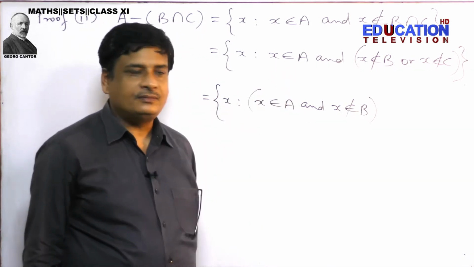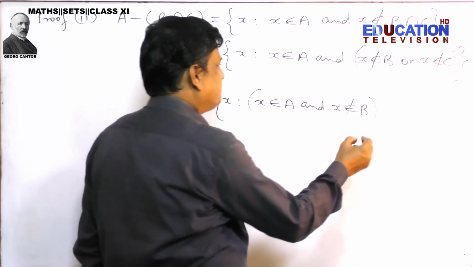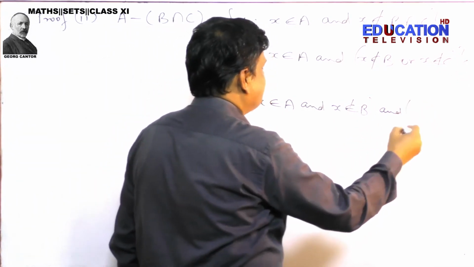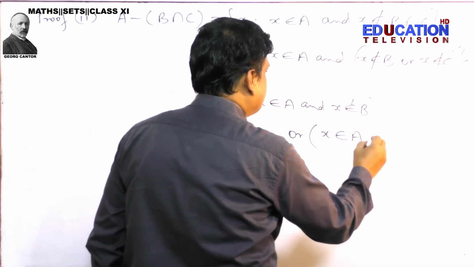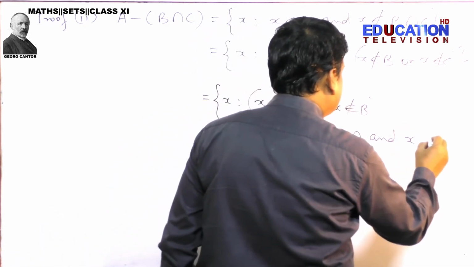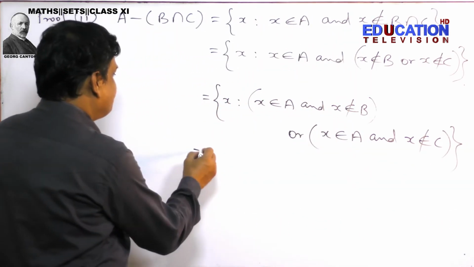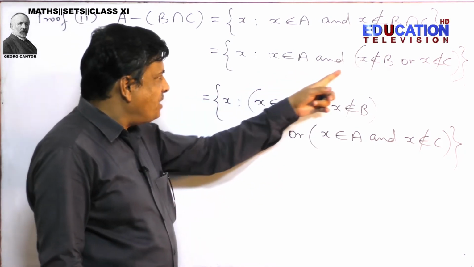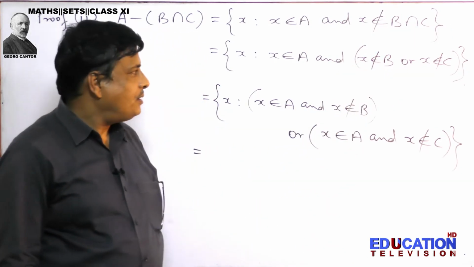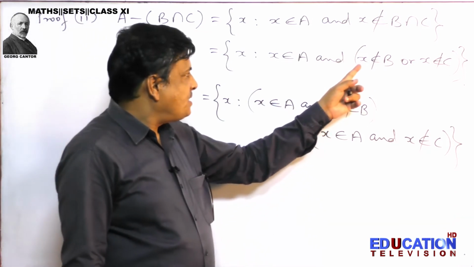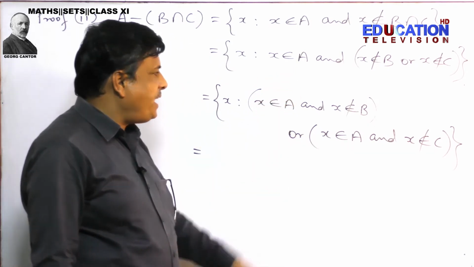x belongs to A, x will not be in B or x will not be in C. X is in A, X is not in B or X is not in C. At least one of the sets will not contain the element X. X will not be in B or X is not in C. But X belongs to A exists for both.